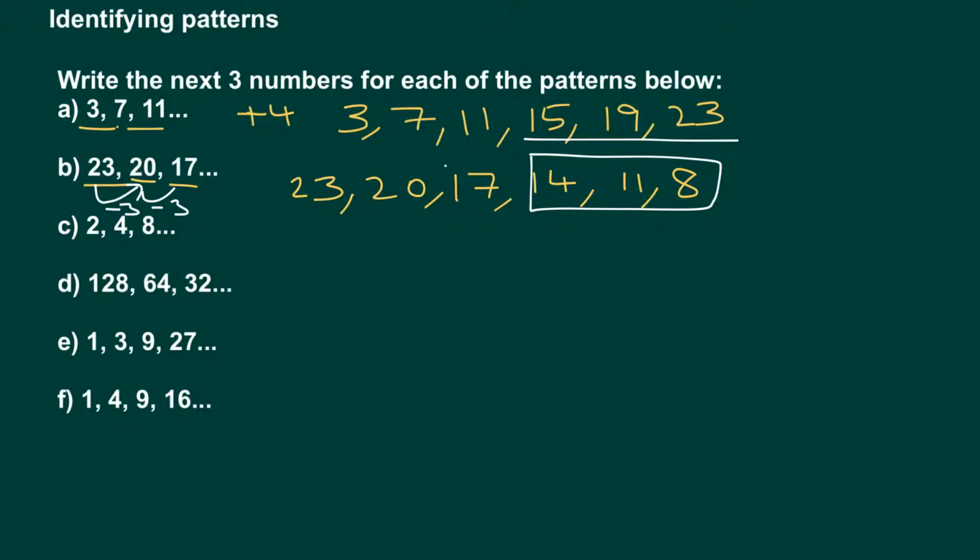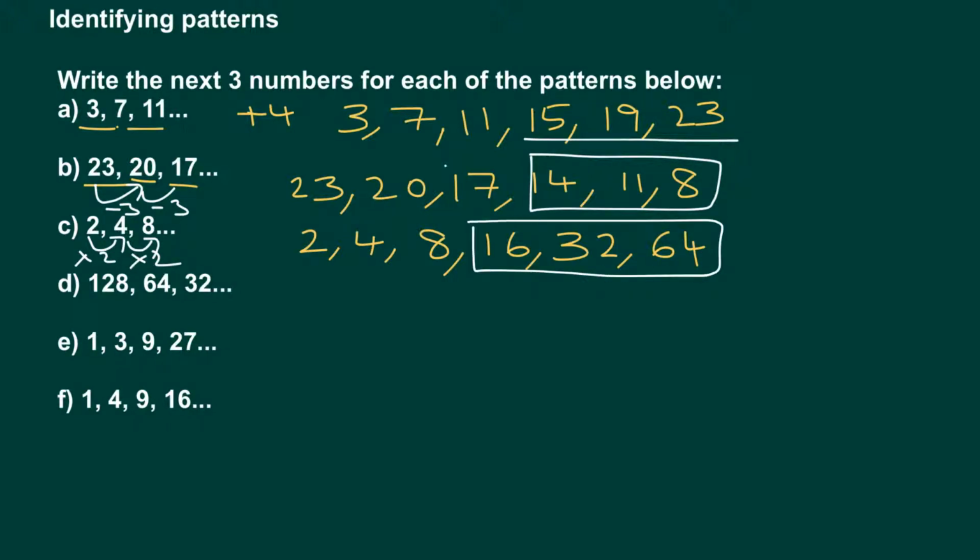Then we have 2, 4, and then 8. Now this time, guys, you'll notice that the pattern is actually involving multiplication because this one goes up by times 2, and so does this one. So we have 2, 4, 8, then 8 times 2 is 16, 16 times 2 is 32, and then 32 times 2 is 64. So the next 3 numbers in this pattern are 16, 32, and 64.